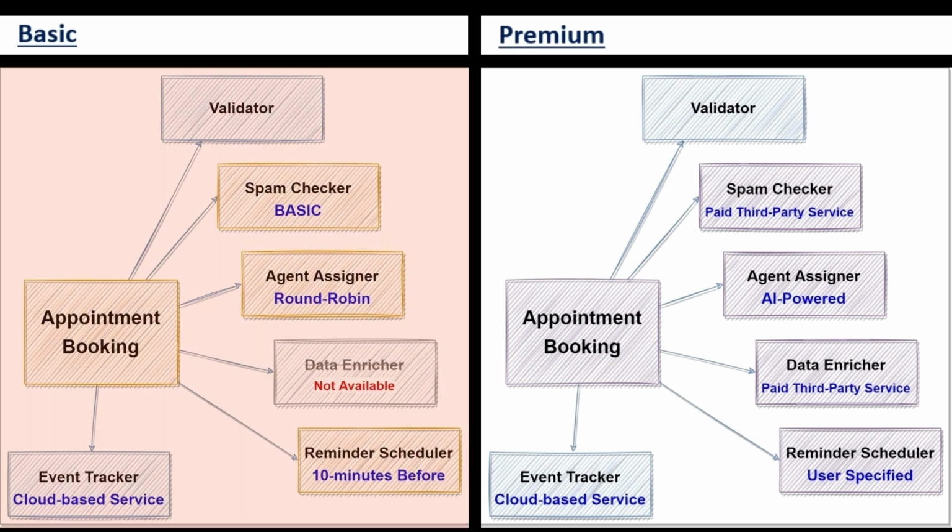In the basic package, we have a validator, a local spam checker, a round-robin agent assigner, no data enricher, a fixed 10-minute before reminder scheduler, and a cloud-based event tracker. In the premium package, we have the same validator, a paid third-party spam checker, an agent assigner that assigns the best possible agent using an AI-based algorithm, a paid third-party data enricher, a reminder scheduler that works using user-specified settings, and the same cloud-based event tracker. Let's code.